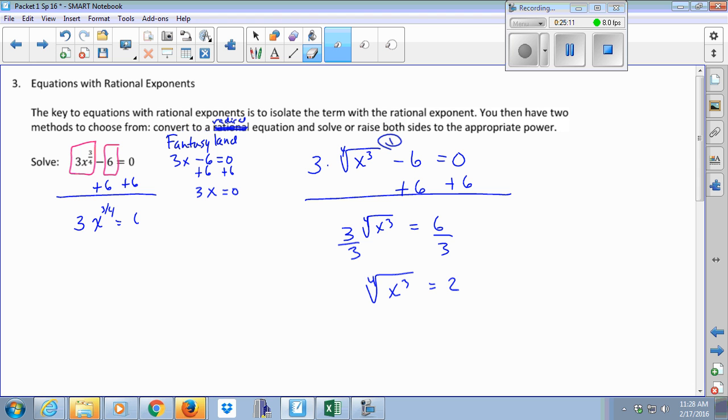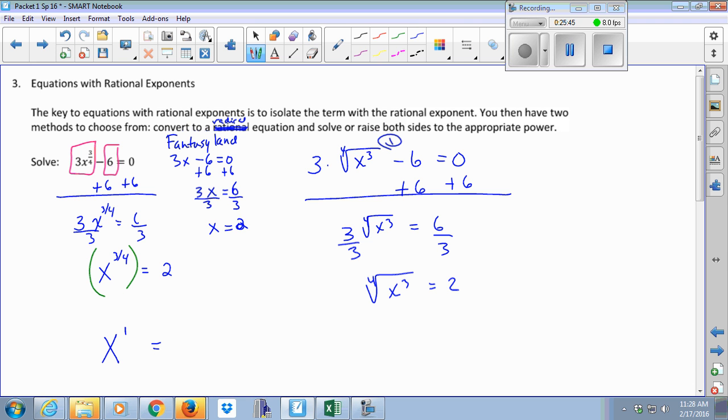Okay, let's stay in fantasy land. What would we do next? Divide by 3 on both sides of the equation, and we get x, oh, that's a 6, would be 2. All right. So again, we want to divide both sides by 3, and we get x to the 3/4 equals 2. Okay, so now we're out of fantasy land because we don't have x here. We have x to the 3/4. What we want is x to the first power. All right, we want x to the first power because we're solving for x. So this is where our preview exercises come in.